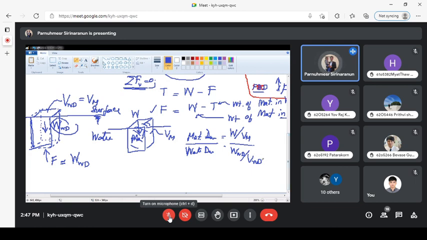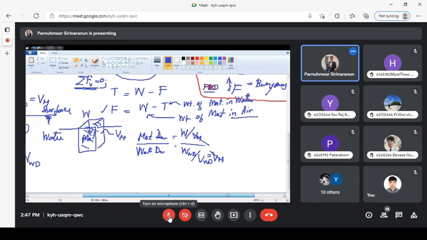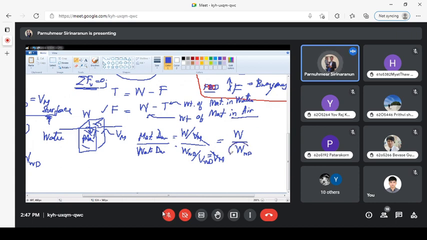Divided by the volume of water that disappears. But this volume of water that disappears is the same as the volume of material. So this can cancel together. What you get? You get the weight of material divided by the weight of water that disappears, or the disappear water weight. But you know that this weight of water that disappears means what? It means your buoyancy force. Clear?